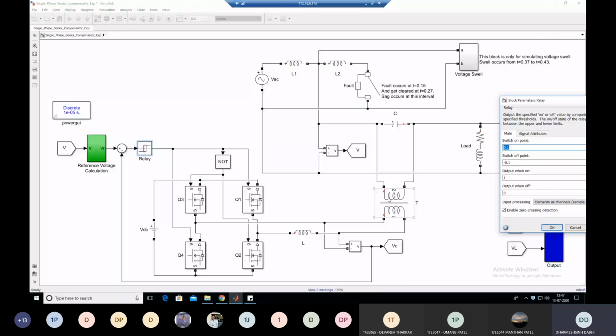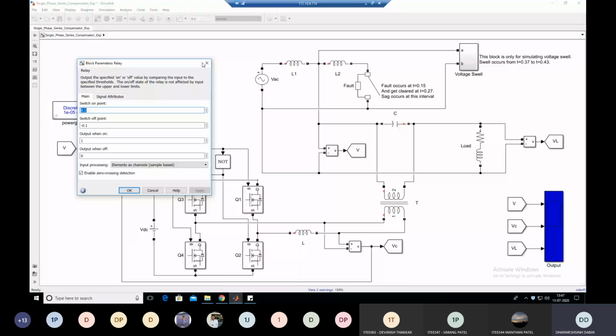So when this swell happens between 0.37 to 0.43 seconds, at that time they provide the negative voltage, or you can say that they absorb the required amount of reactive power. So let's understand through this simulation, through this waveform, how they provide the compensation.